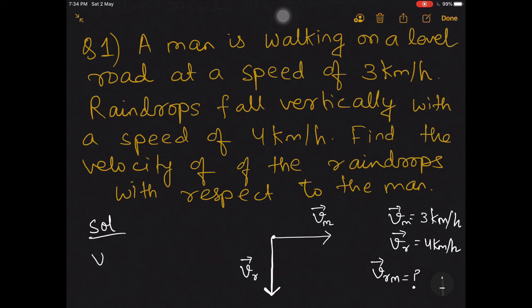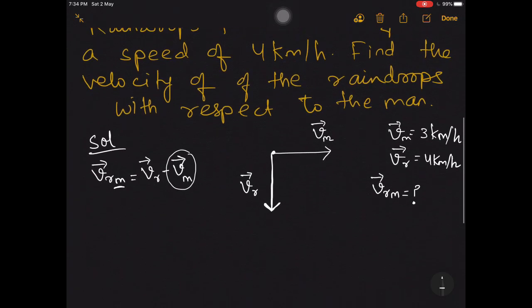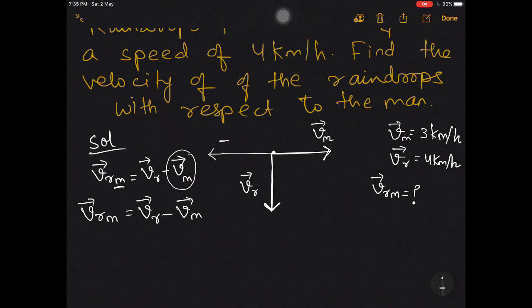So see here, we already know how we will calculate this. We will actually subtract the velocity of man from the velocity of raindrop. Why? Because we have already learnt in the previous lecture that with respect to whatever we have to calculate, that velocity has to be subtracted. That's what I have done here. Okay, so I am rewriting this line. Velocity of raindrop with respect to man is velocity of raindrop minus velocity of man. Now see this figure. If this is my velocity of man, this is going to be my minus Vm.